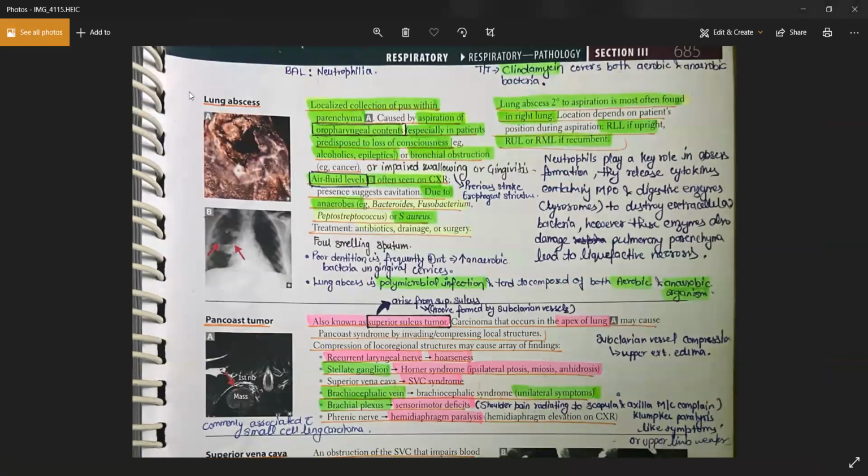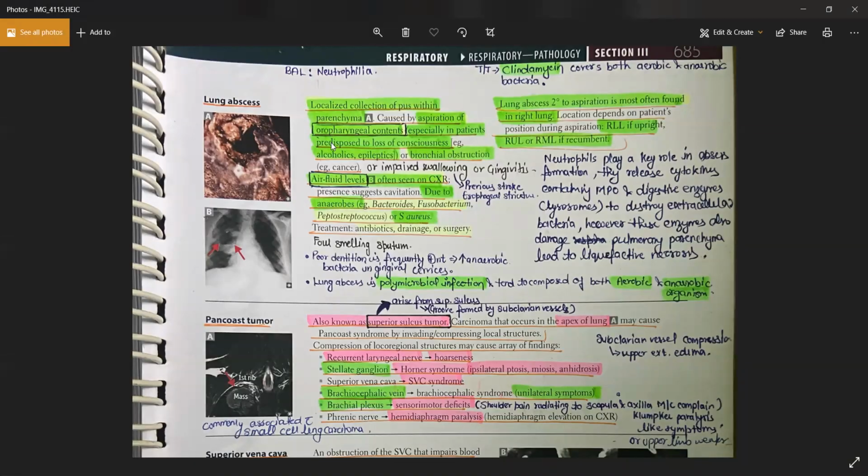See, with the abscess, you will have a localized collection of pus within the parenchyma, and this is completely walled off. In this pus, you will have all this necrotic material, which is the liquefactive necrosis. Bacteria will be there, neutrophils will be there, which are causing all this inflammation, right? It can happen because of oropharyngeal content aspiration.